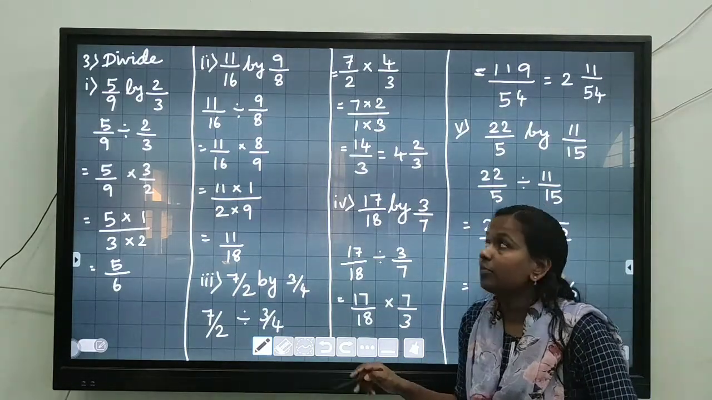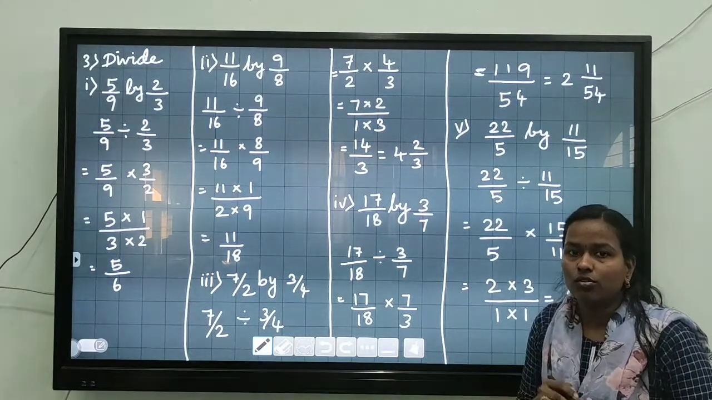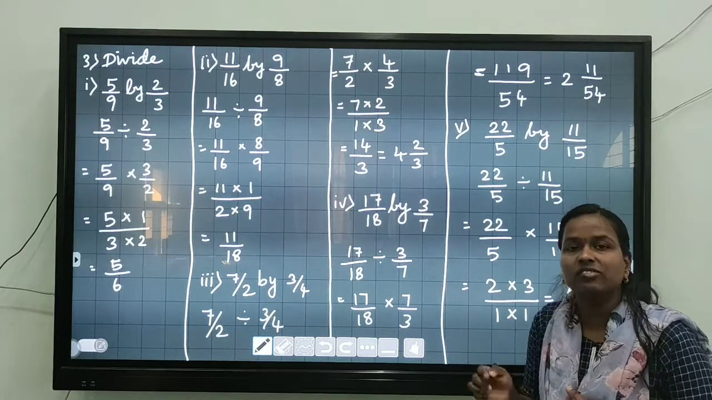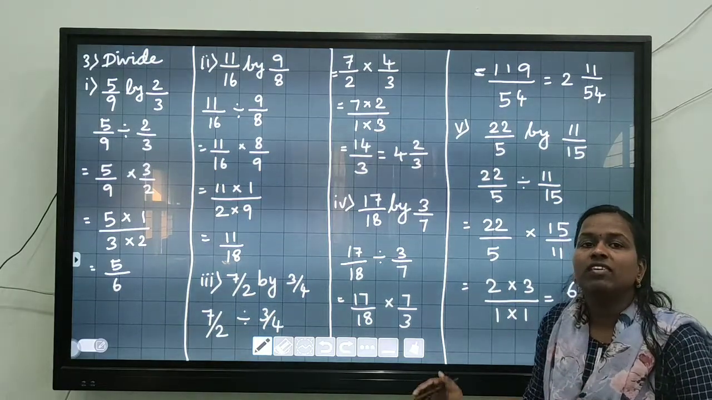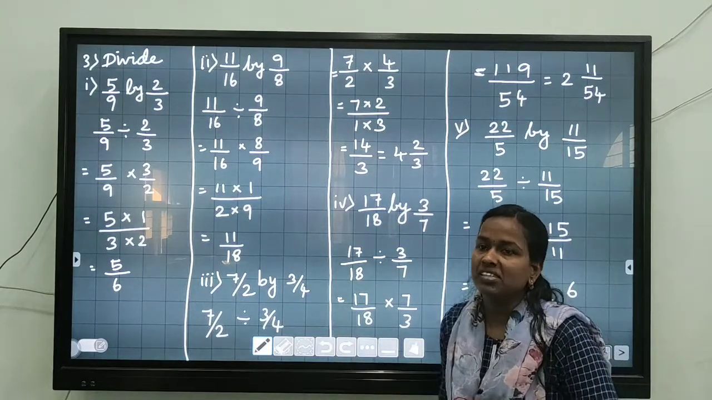Next sum, same division. So first you have to change the second by into division. Then in the next step you have to change the division as a multiplication. And you have to find the reciprocal of second fraction. And you have to do same like previous question.